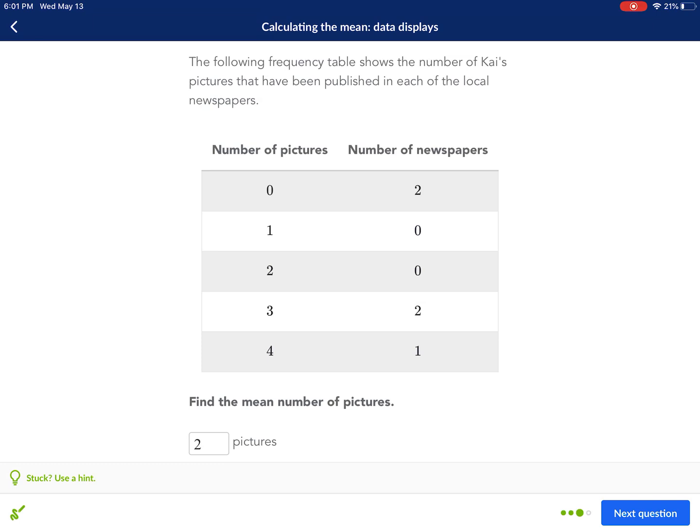I don't know. My opinion. Maybe it's really not that hard, but I just think that's weird to say. 0 pictures showed up in 2 newspapers. You know what I mean? I just think that's a weird way of saying that. Like you would just say, I don't know. I think it's weird.